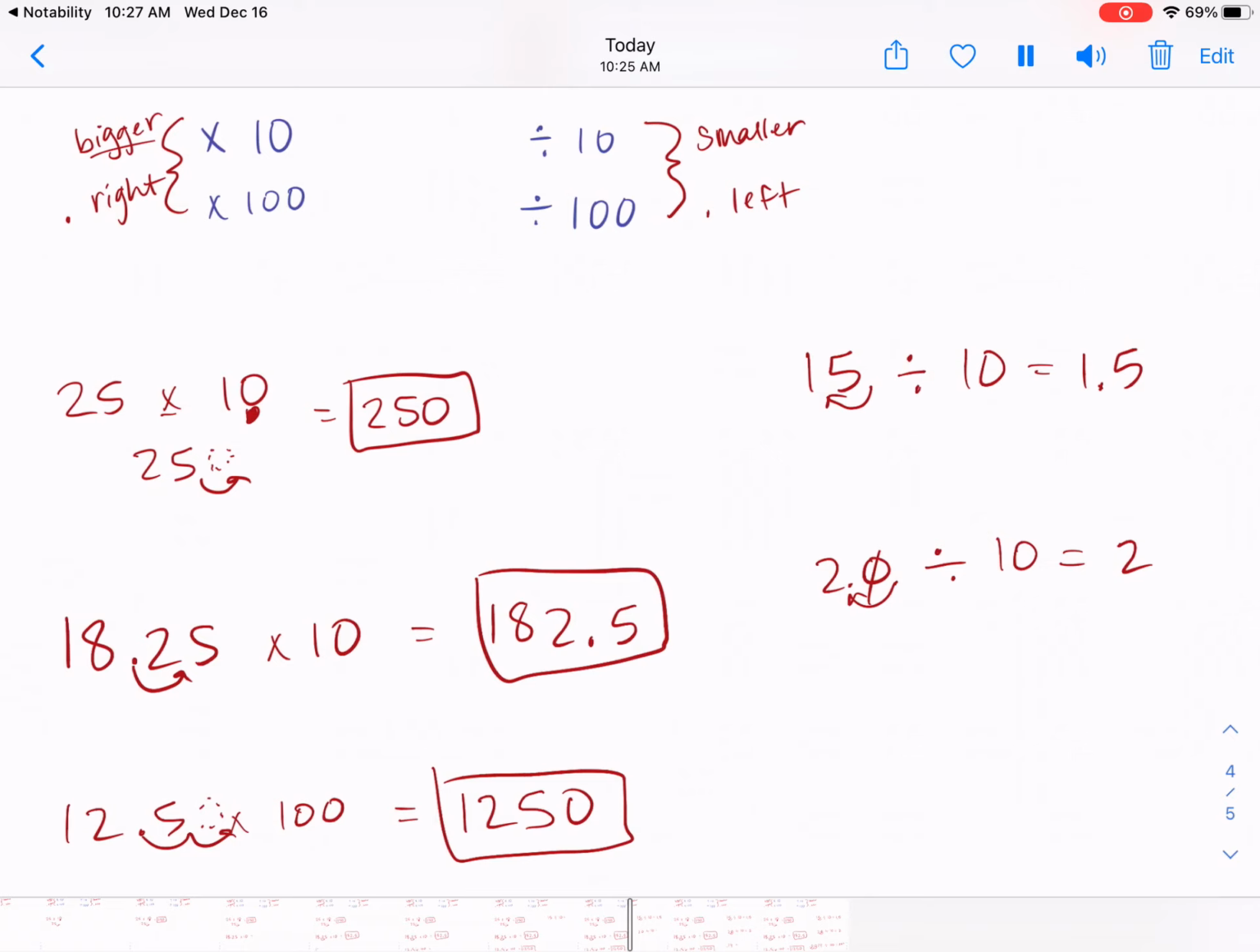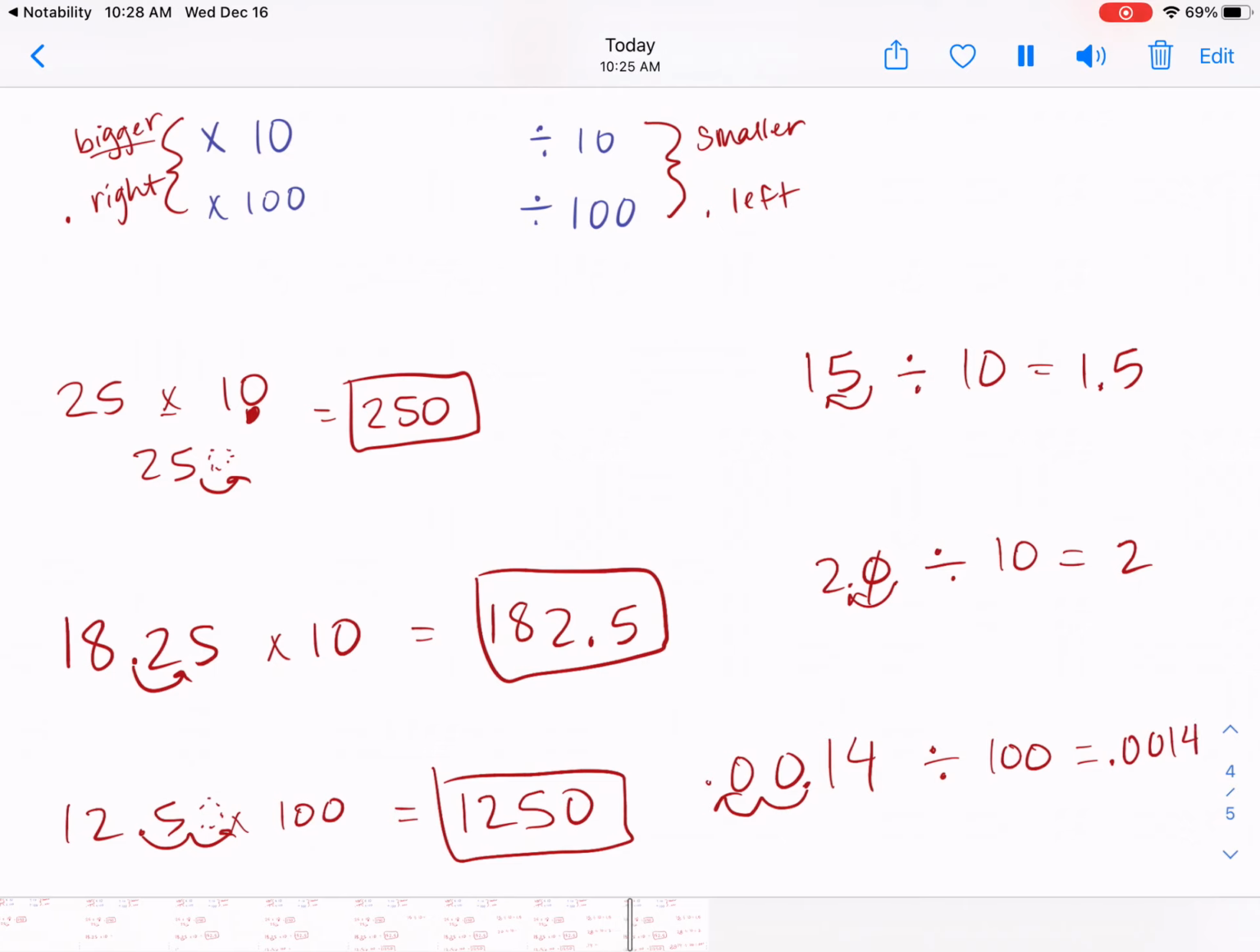If I had, say, 14 hundredths divided by 100, it's going to give us a pretty tiny number. I'm going to move two places to the left, fill in my two zeros. 0, 0. Now I have 14 ten-thousandths. Okay, so all we're doing is moving our decimal right if we're multiplying, left if we're dividing, one space if it's by 10, two spaces if it's by 100.